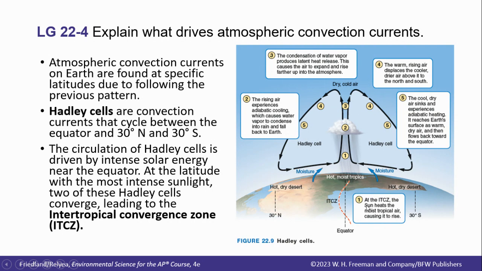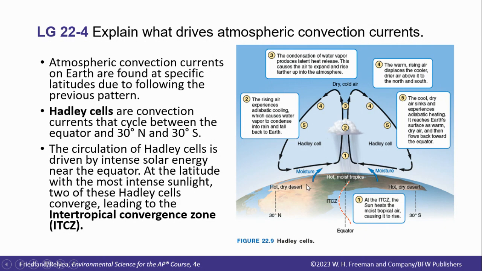So looking at this graphic, at the intertropical convergence zone, the sun heats the tropical air, causing it to rise. Then we go to step 2. The air rises, experiences adiabatic cooling, which causes the warm air vapor to condense and fall back to the earth. Number 3, the condensation of water vapor produces latent heat release. So then it's going to release heat, and then it's going to expand further up in the atmosphere. The warm air rising displaces the colder, drier air, and that moves that air back down. The cold air sinks and experiences adiabatic heating, which reaches the Earth's surface and warms as dry air, and then flows back to the equator.